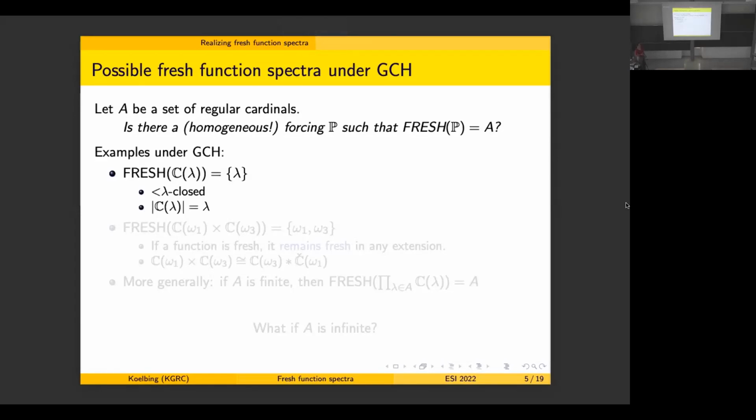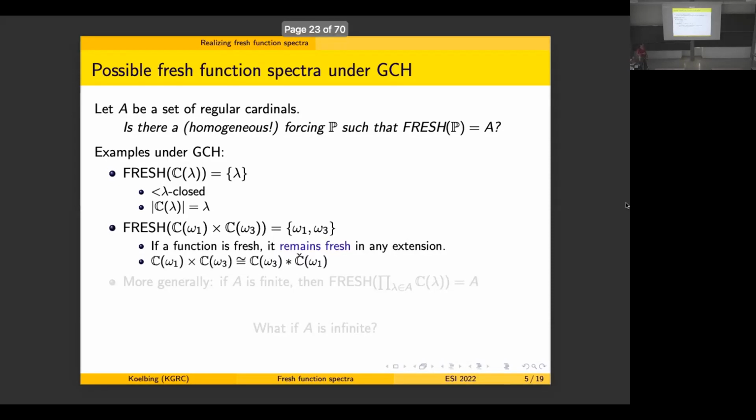So to start, under GCH, we can take the Cohen forcings for the regular cardinals lambda to get the singletons {lambda}, because it's less than lambda closed and the size is lambda. And then we can also easily combine two of these, taking the product, and then the product is equivalent to first forcing with the larger Cohen forcing and then the smaller Cohen forcing from the ground model.